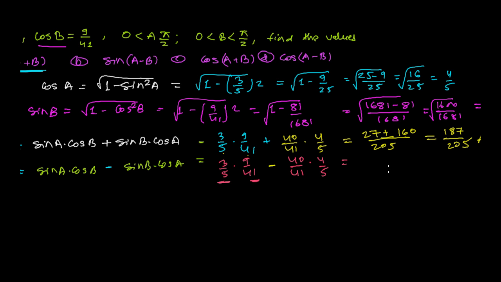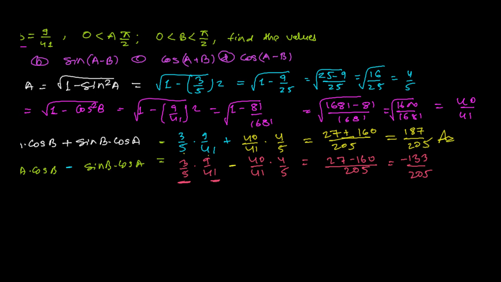So it's going to be again, and the LCM will be same, 205, and this will be 27 minus 160, which is minus 133, divided by 205. So this is our answer for sine of A minus B.